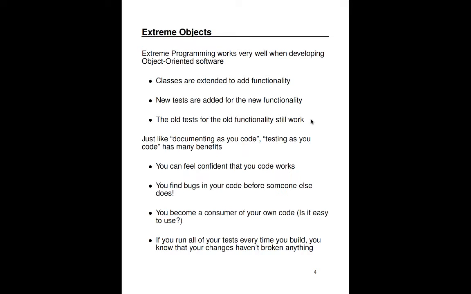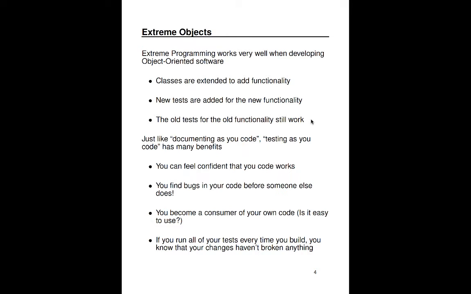And then to make sure that the things that you did before still work, you have the old tests, the existing tests that verify the expected behavior. So just like documenting your code as you go, testing your code has many benefits. Continually running tests gives you confidence that your code still works. Automated tests help you find bugs in your code before someone else does. And you become a consumer of your own code.